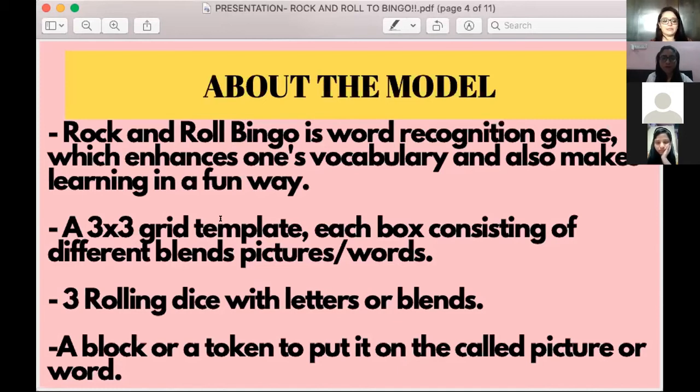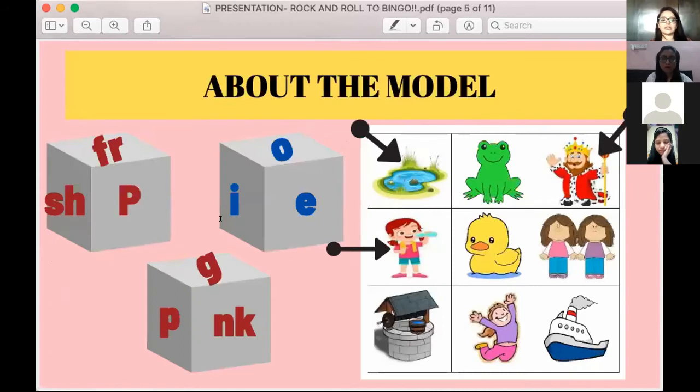Can we have the next slide, please? Okay, so this is the template that we have prepared. There is a 3x3 grid on which, suppose the child comes and rolls the dice. The first dice says fr, the second says o, and the third says g. So now the word is fr-o-g, frog. If the child has the picture frog on the given template, the child will go and put the token on the picture frog.